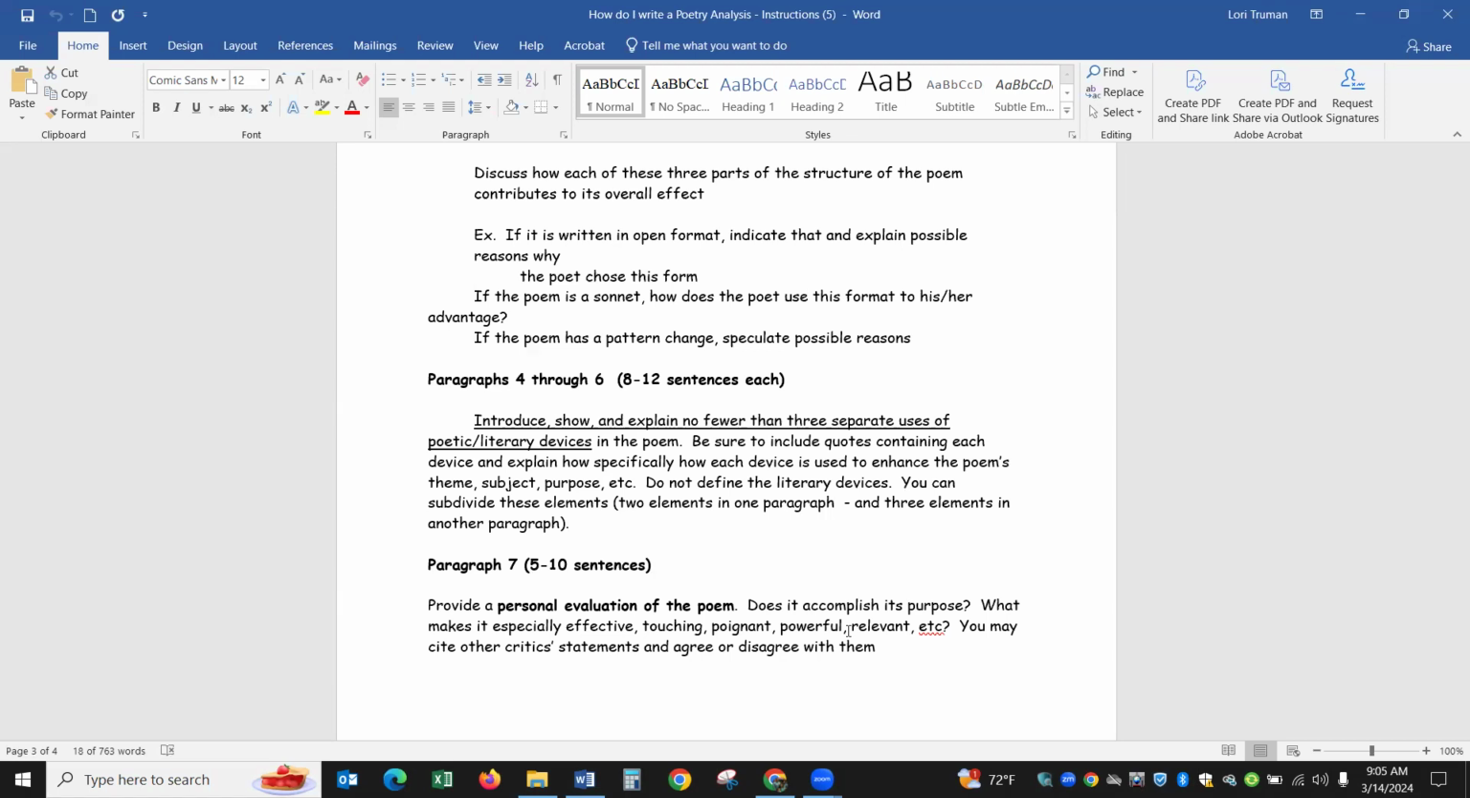You should not say the word I, and you should not say the word you, unless you're quoting the poem, because third person means you're away from the poem. You're analyzing it from an unbiased perspective.